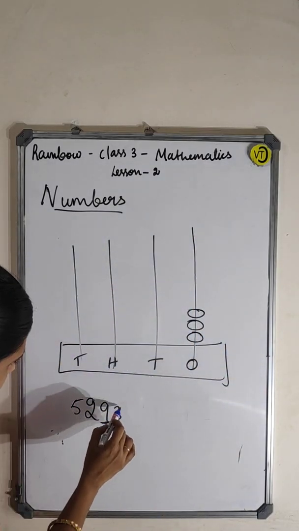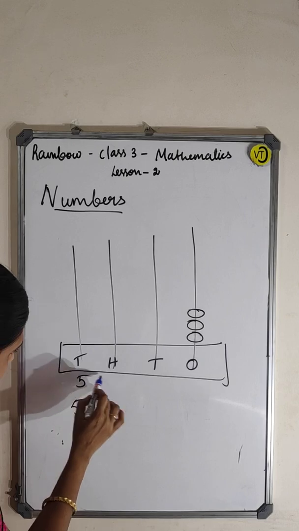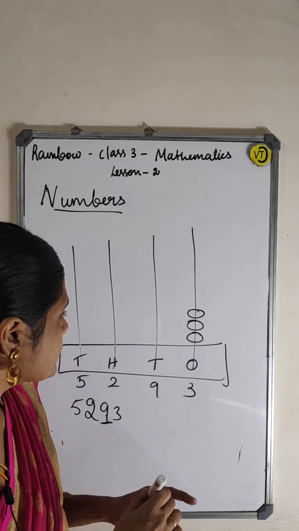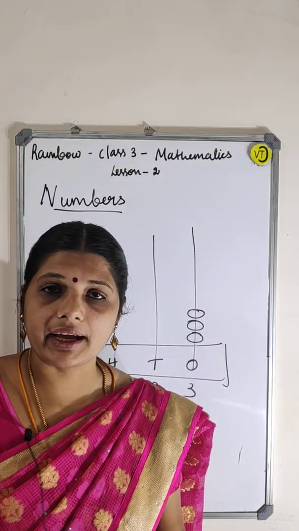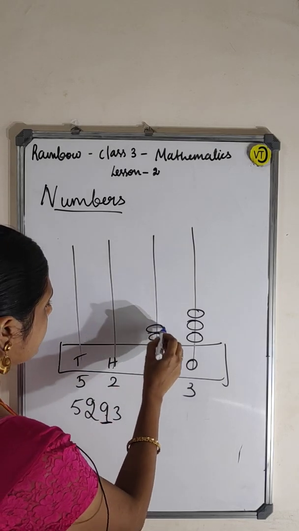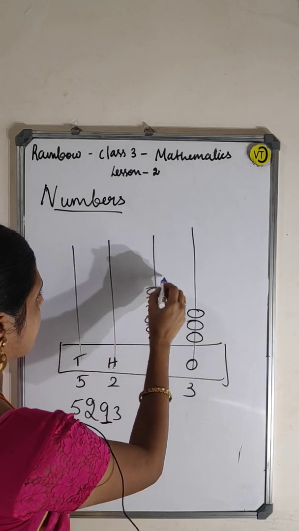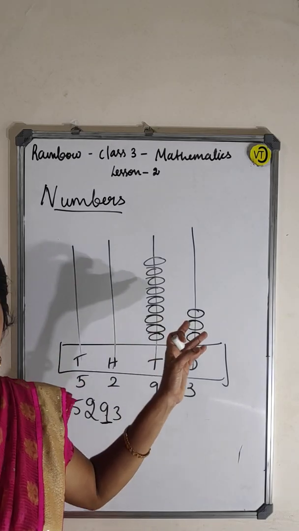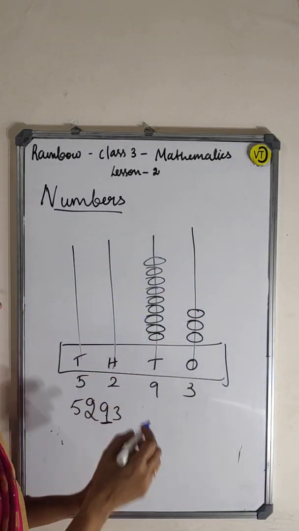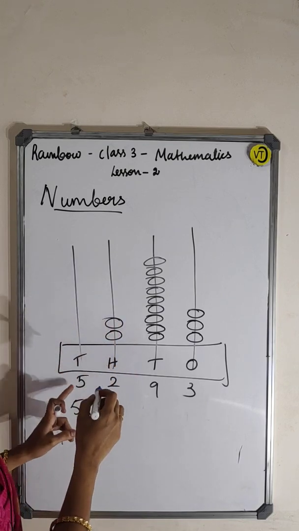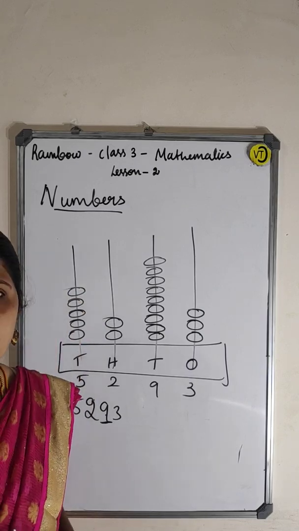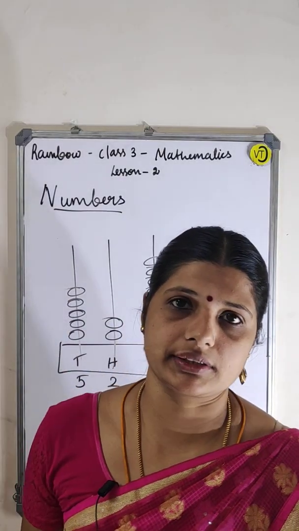Okay, then 9. This is ones, now it is hundreds. So 5, 2, 9, 3, right? For 9, the place will be tens, right? So how can we do it? 9 beads I have to put in the rod. 1, 2, 3, 4, 5, 6, 7, 8, 9. 9 beads I put in the rod. Then 2 in the hundreds place. Then thousands place 5. So this way you can represent the numbers in the abacus.